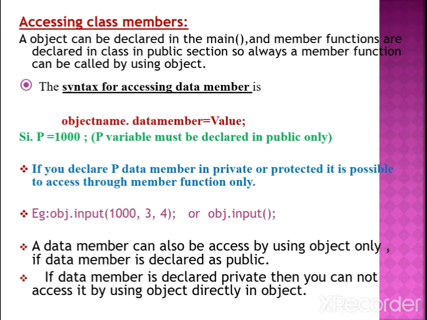A data member can also be accessed by using an object only if the data member is declared as public itself. If a data member is declared private, then you cannot access it by using the object directly.